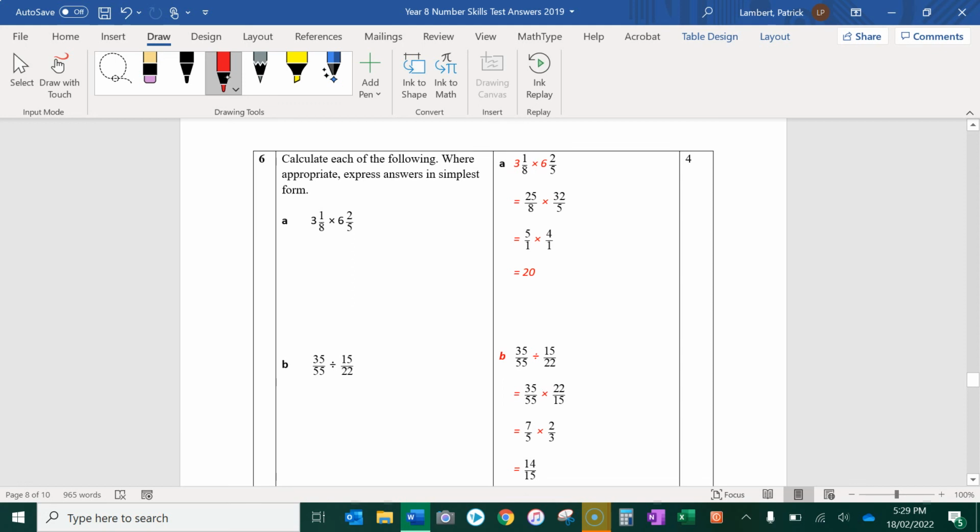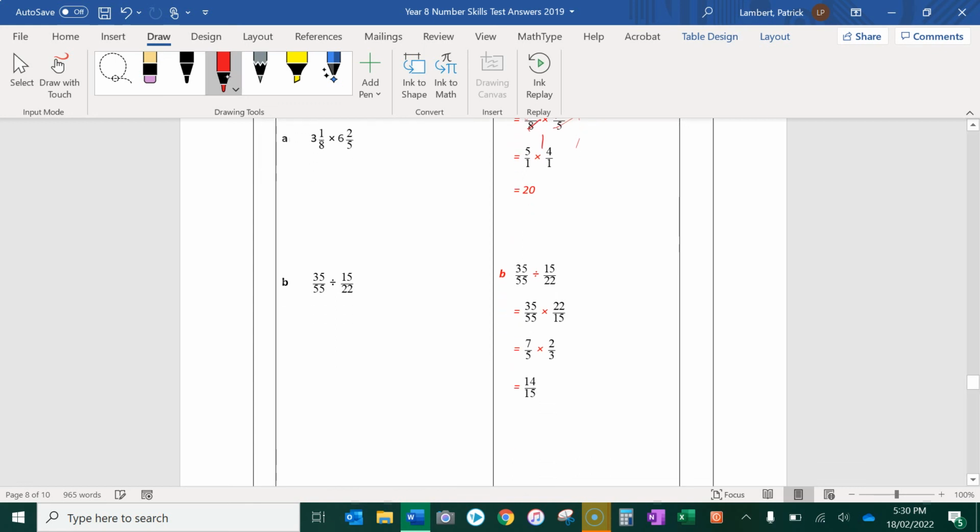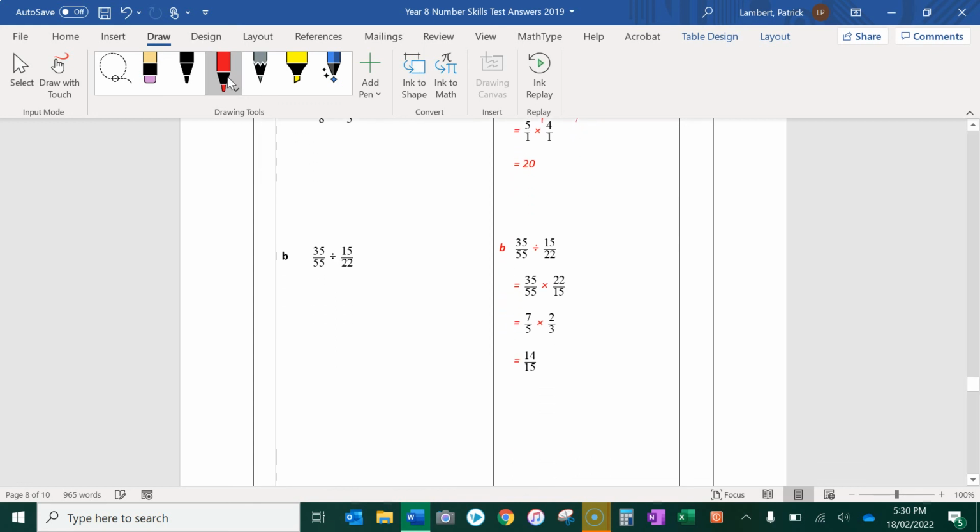You just convert them into an improper fraction. Multiply 8 times 3 plus 1, 5 times 6 plus 2, and then you just multiply them. You can cancel down first. This goes into itself once, and this goes into that 5 times, and then this goes into itself once, and this goes into that 4 times, so that becomes 5 times 4. Answer equals 20.